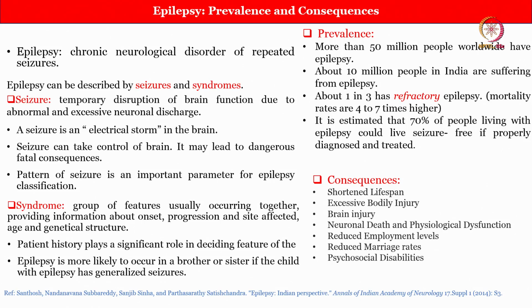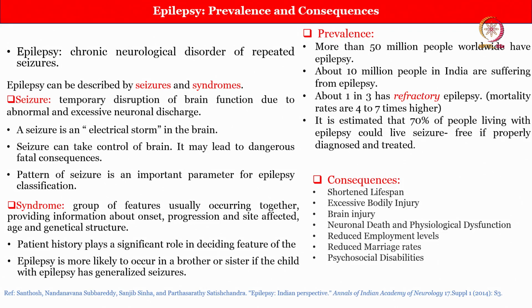When you talk about syndrome, because we have said epilepsy can be described by seizures and syndromes, what is a syndrome? A syndrome is nothing but a group of features usually occurring together, providing information about the onset, progression, site affected, age and genetic structure. Okay. So, all these things we can get if we know the syndrome. Second, patient history plays a significant role in deciding the future of the syndrome or feature of the epilepsy, and epilepsy is more likely to occur in a brother or sister if the child with epilepsy has generalized seizures. Okay.